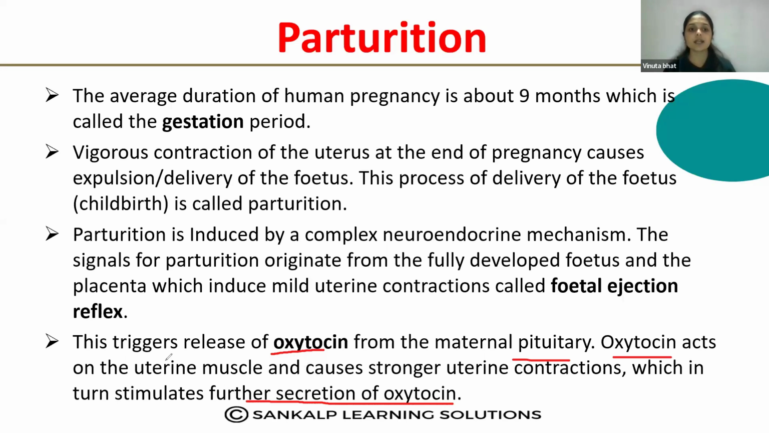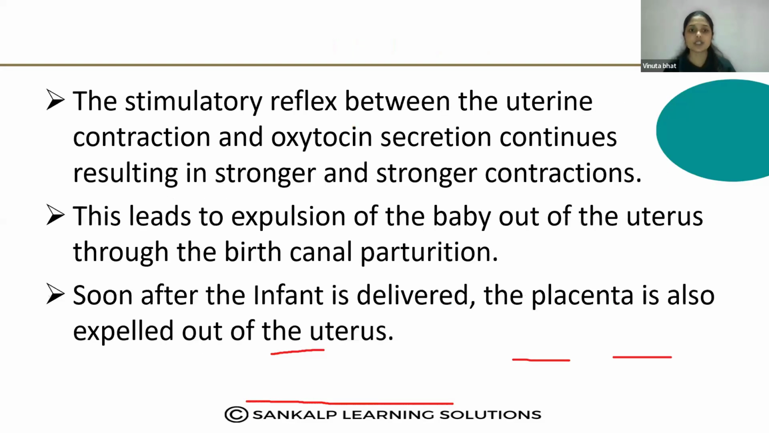Because the signal that originates from the fetus and the placenta causes the mild uterine contraction, and the mild uterine contraction triggers the release of oxytocin from the pituitary. Further uterine contraction causes more release of oxytocin from the maternal pituitary, which causes the expulsion of the baby from the mother's womb. So this process is called parturition.